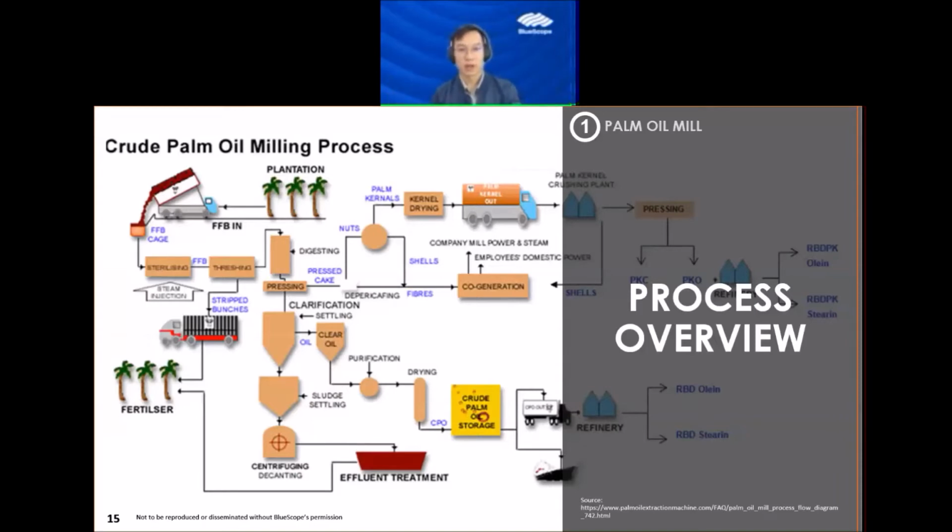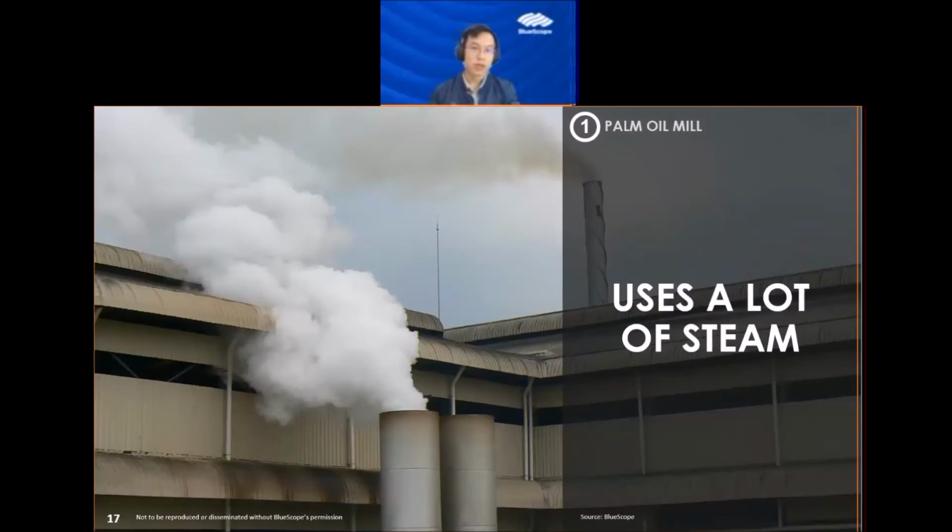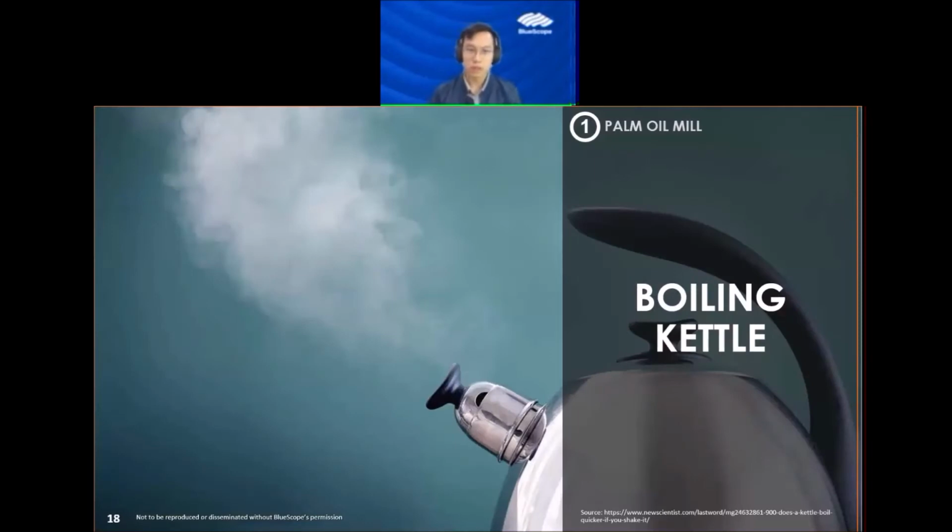Of course, you don't need to focus on so many parts of it. Today we are just looking at the beginning part, which is what they call the sterilization process. The sterilization process is basically cooking the fruits. In this process, it utilizes a lot of steam. Later on, I'll tell you how the steam is generated and how it affects the building. So you can imagine it in layman's terms.